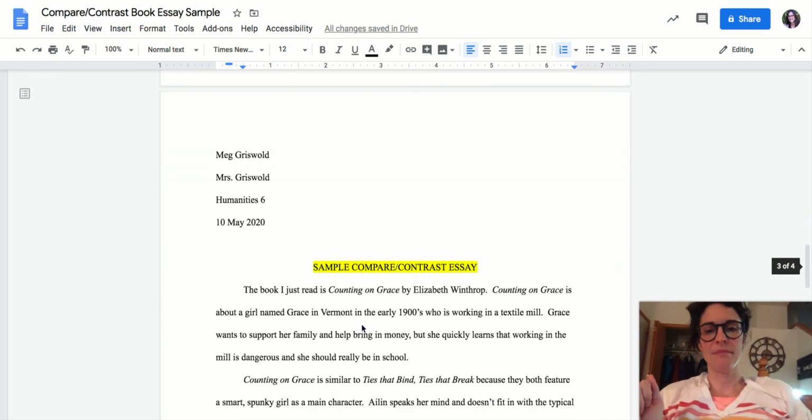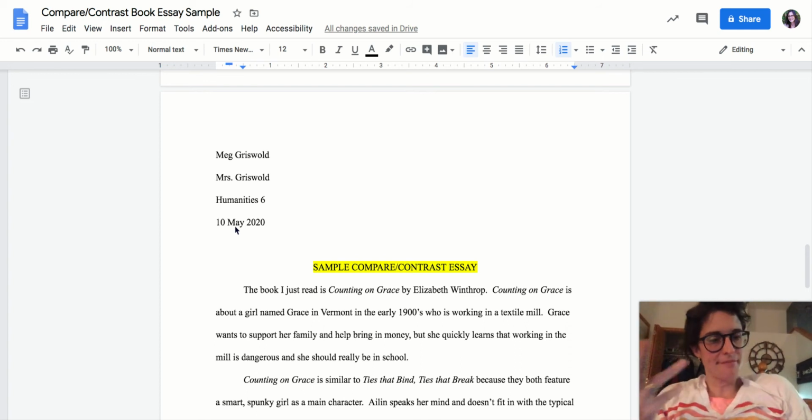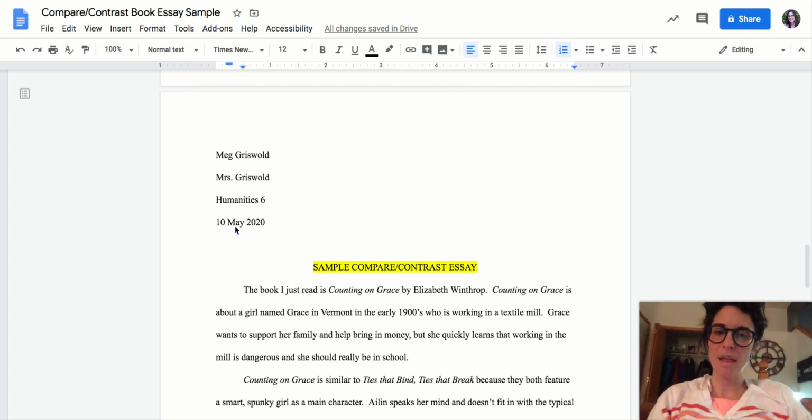Here we go. So here is my essay. Remember to start it with the heading. The heading is the writer's name, the teacher's name, the class, and the date. The MLA has a very particular way of writing the date so that no one gets confused about what's the month and what's the day. If you don't write it this exact way, I won't be mad. But I kind of do like that it's very clear. 10 May 2020. It's the British way of saying it.